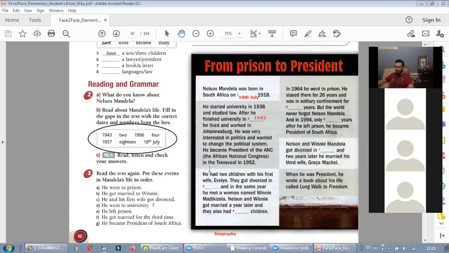What about number 3 here? He had 2 children with his first wife, Evelyn. They got divorced in, when did they get divorced? 1957. Maybe 57. And in the same year, he met a woman named Winnie Madikizela, I don't know how to say it. They also had 2 children. Maybe 18? Why not? Okay. Maybe 4. All right.